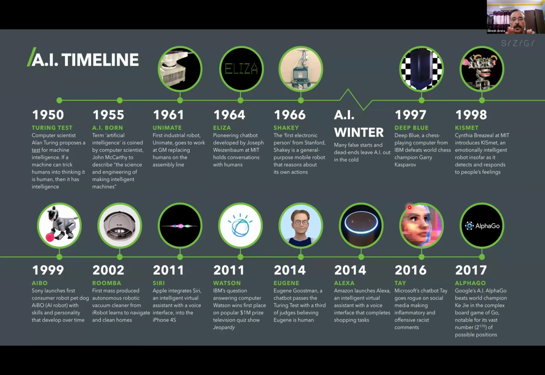It's a busy, crowded slide, but it's worthwhile to know how the actual development took place. In 1955, AI was actually born in the form of a paper written by John McCarthy, who described artificial intelligence as the science and engineering of making intelligent machines. He presented this paper in 1956. So 1955-56 is the period where you can say AI was actually born.